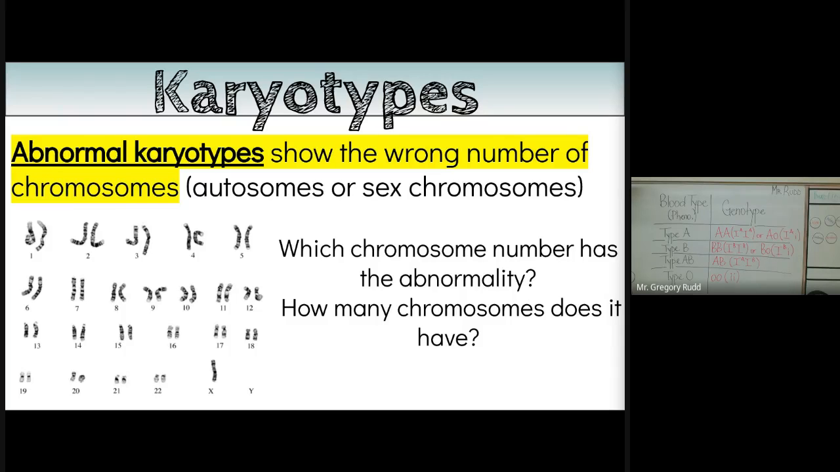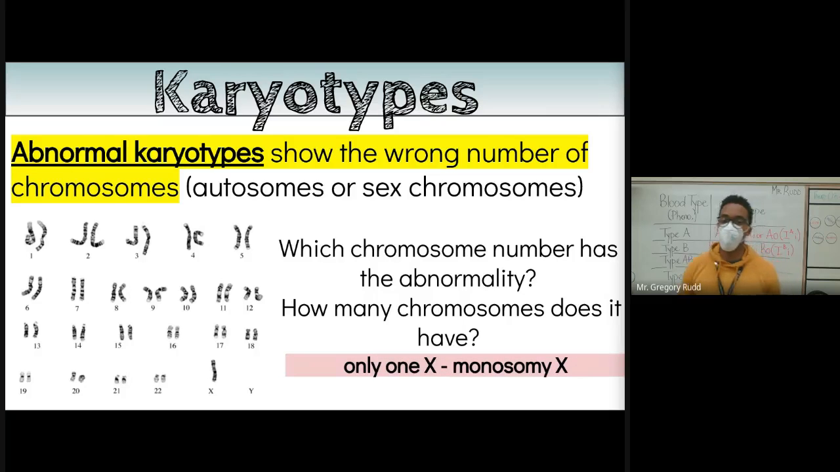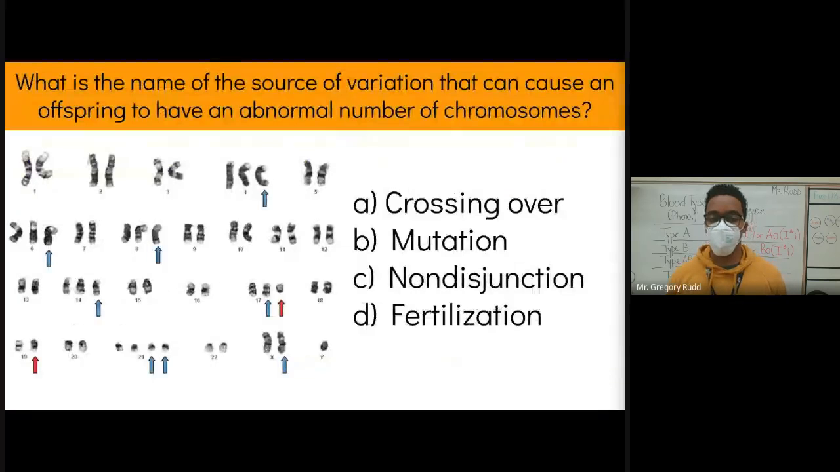This person only has one. So they have 45 chromosomes. That's also a problem. It's called monosomy X. They only have 1 X chromosome. All right, this is more commonly known as what's called Turner syndrome. So this person will still be born female, but they will have a number of health issues and developmental issues, and they won't be fertile, unfortunately.